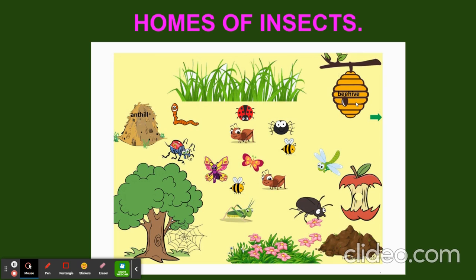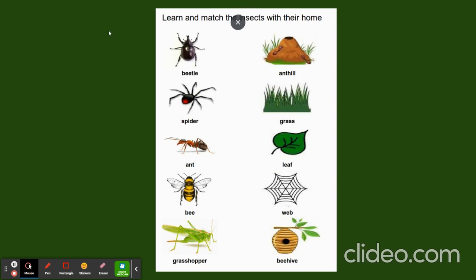Ant lives in the ant hills. Honeybee lives in the beehive. Insects like grasshopper and ladybird live on grass and plants in the garden. Butterfly and honeybee are seen on the flowers and plants. So here we'll see a worksheet. Learn and match the insects with their home. Beetle, on the leaf. It also lives in the water. Spider, web. Ant, anthill. Bee, beehive. Grasshopper, grass. So these are the different types of homes where the insects live.